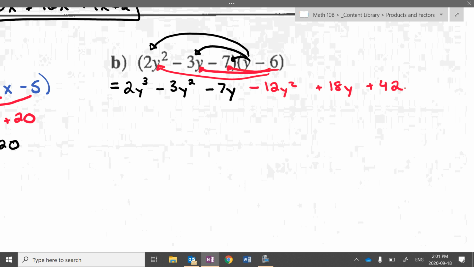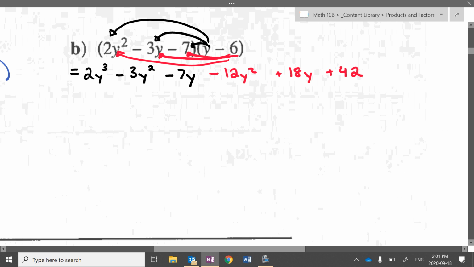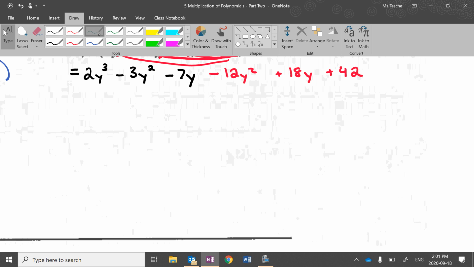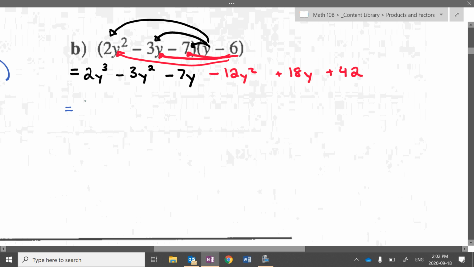I really cannot stress that just because it works for me does not mean it's a better method. Don't feel like you have to do it the same way as the teacher. So now I'm going to combine my like terms. I only have one cube term, so I have my 2y to the power of 3, negative 3y squared, and negative 12y squared, so I get negative 15y squared. Negative 7y, positive 18 gives me a positive 11y, and then plus 42.